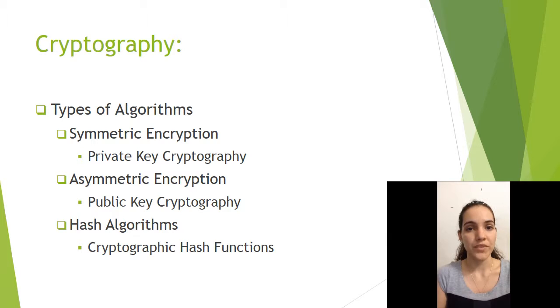Asymmetric encryption, in which we can find public key cryptology, uses 2 different keys, a public key and a private key. The public key is known to everyone, and the private key is only known by each individual user. Hash algorithms, in which we can find cryptographic hash functions, is a one-way encryption function because after the message is encrypted, decryption cannot be applied, and the original message cannot be obtained.